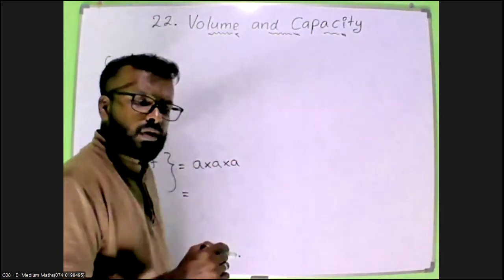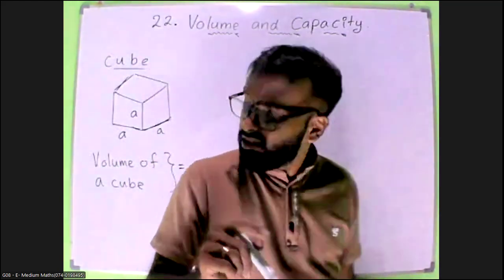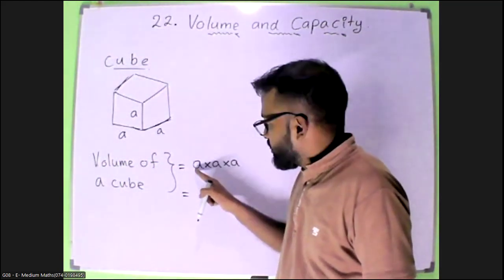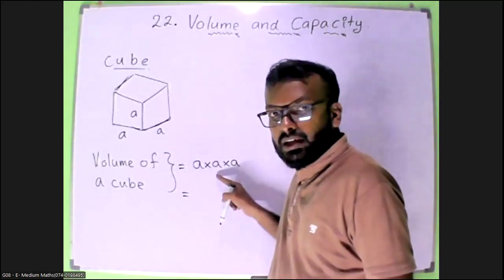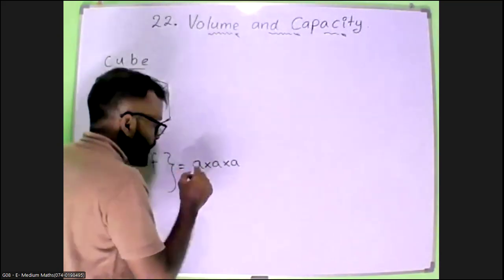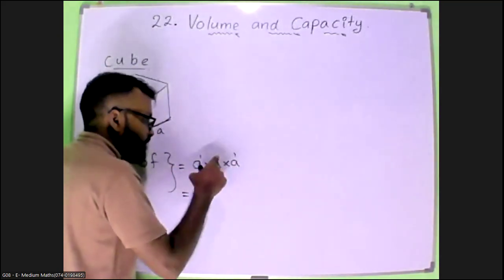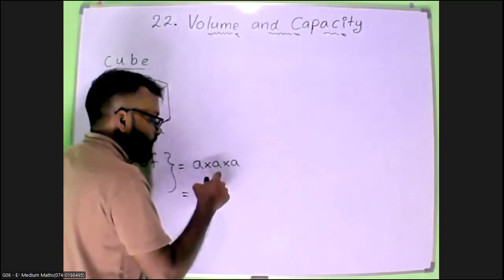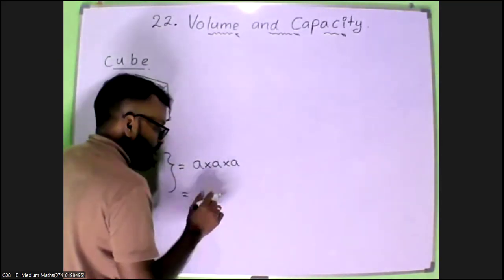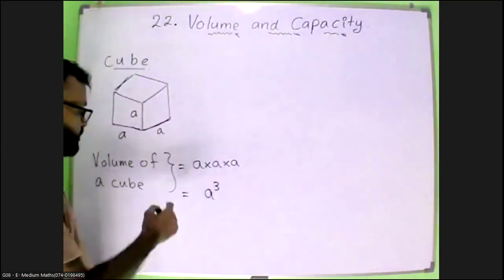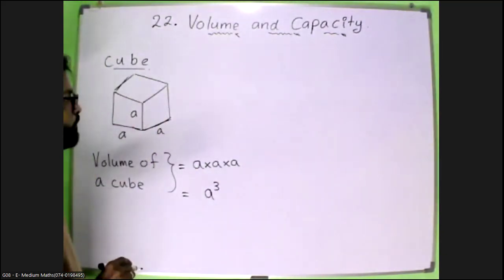So can you remember the integers? A times A times A. Same base, so you can add the powers, the index. 1, 1, 1, so 1 plus 1 plus 1. A times A squared is A to the power 3. So this is the volume of a cube.